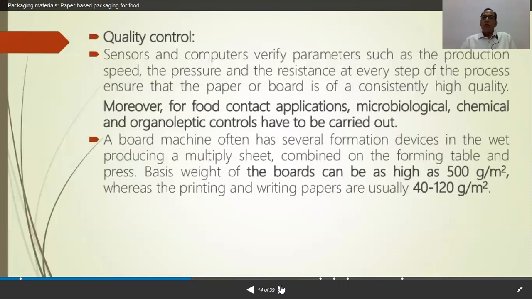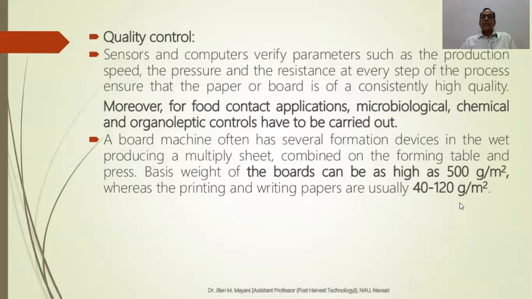Quality control: how we maintain the quality, because quality is very important, whether we are producing paper for packaging or for any other use. Sensors and computers verify parameters such as production speed, the pressure and resistance at every step, and that is measured, and as per a specification it is applied.